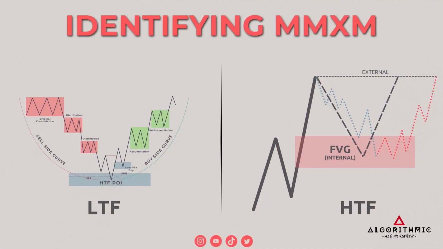So how do we identify the market maker's model, right? We understand that this is the market maker's model, but actually this is nothing but how it looks on the lower time frame. We have a high time frame point of interest. Smart money is going to happen here, sell side of the curve, buy side of the curve, and then we go up on the higher time frame. This is how we identify the market maker model.